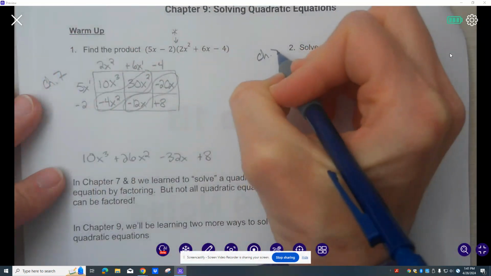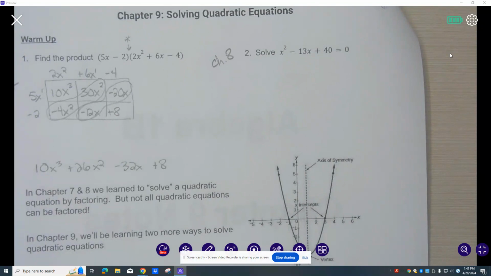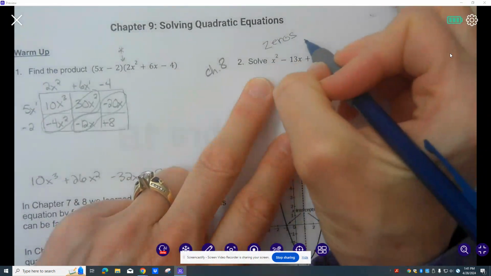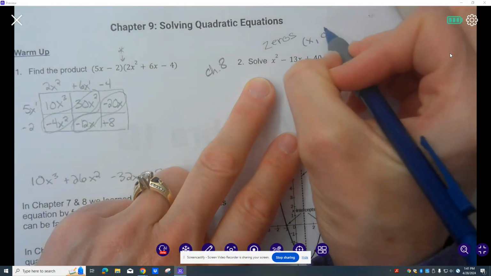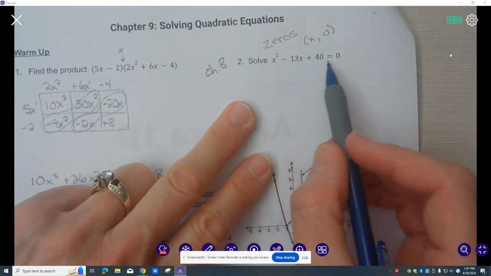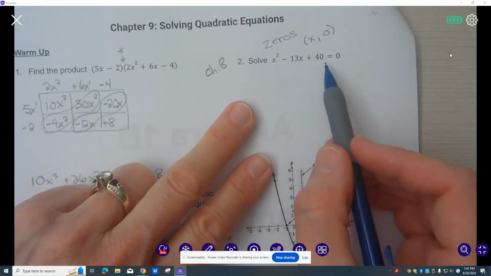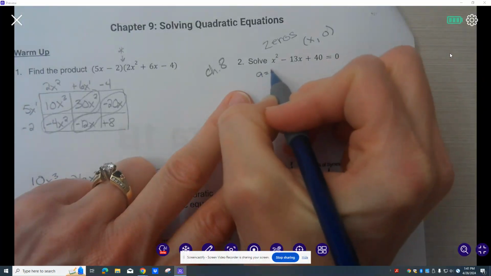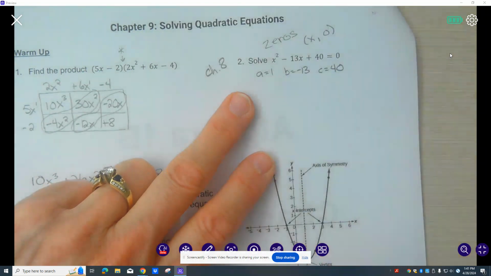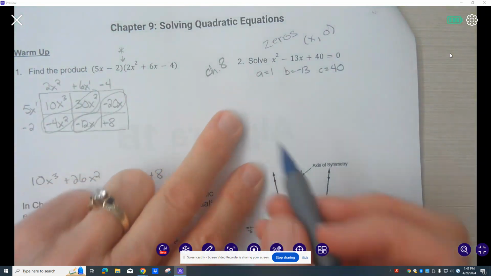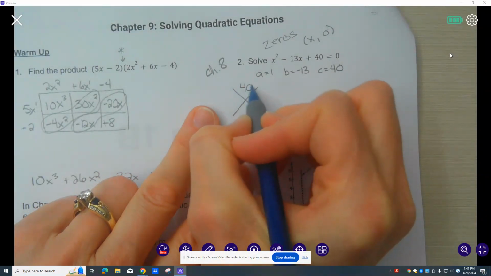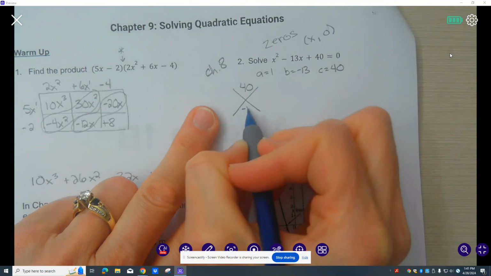This one is a chapter 8 where it's asking us to solve, which means we're finding the zeros, which means we're finding the points where y is 0, we're finding the x values. This trinomial does not have a greatest common factor, so I would solve this by factoring. And I don't have a GCF, so I would do X box. There's my A, B, and C. Top of my X goes 40, A times C, B on the bottom.